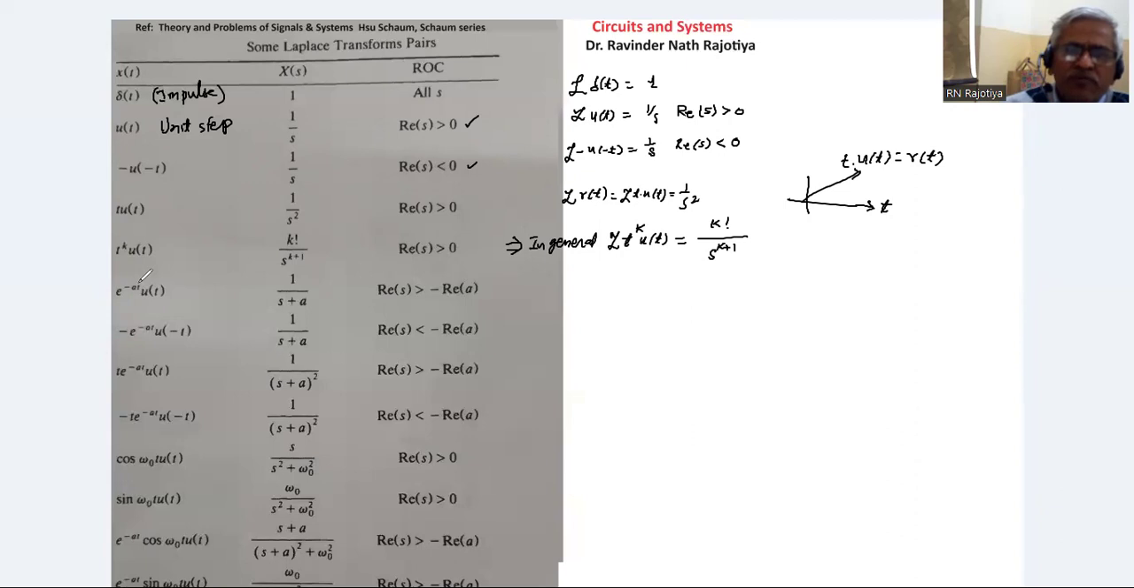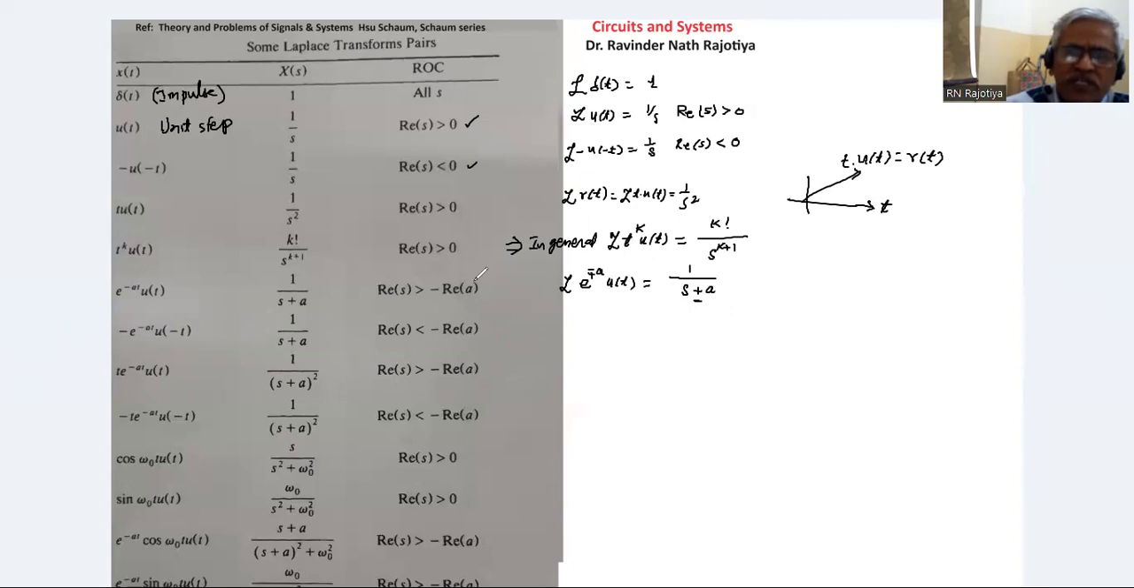Then for e to the power of minus at, the Laplace is equal to 1 by s plus a. So you can generalize it as the Laplace of e to the power of minus a t into u(t). You know that for e to the power of minus at it is 1 by s plus a, and for e to the power of plus at it will be 1 by s minus a. So I can generalize this as 1 over s plus a for the minus case, and s minus a for the plus case.